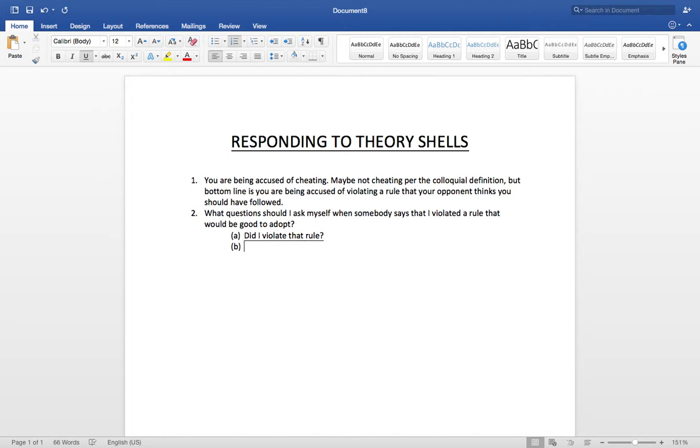Depending on how it's worded, if it's worded badly, then you can also determine whether you violate the rule or not? Absolutely. The preciseness of the interpretation is crucial. If it's poorly worded, you need to exploit that. That's their fault.